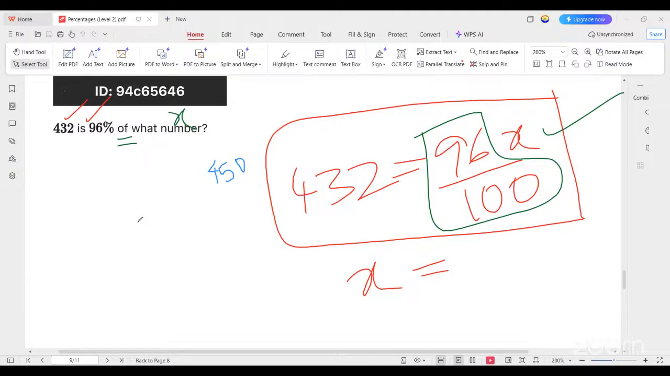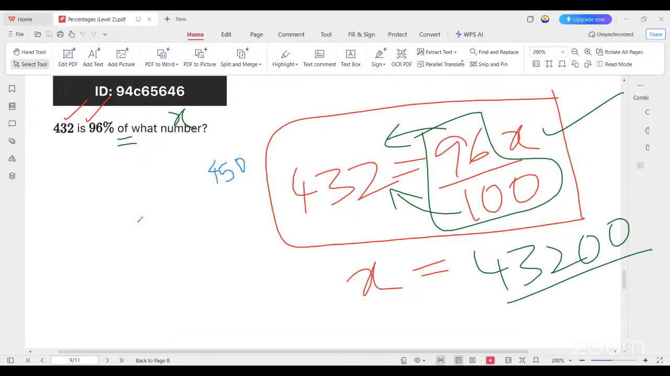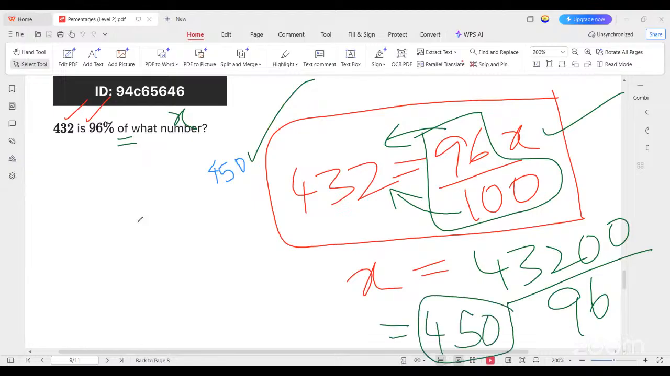We just have to find x, which is 432 multiplied by 100. Then this 96 goes to the other side, so we divide by 96. This is 450. Right answer.